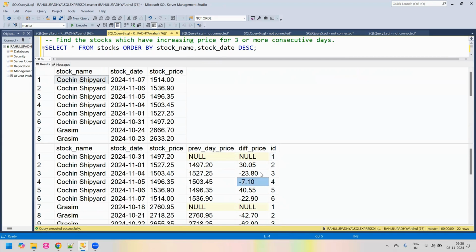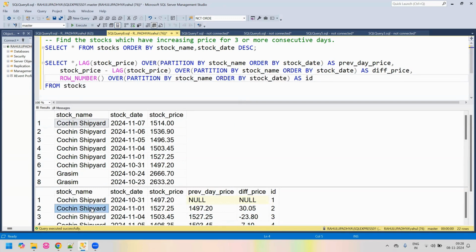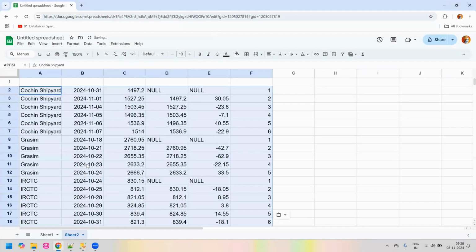Now we need to identify 3 or more consecutive entries where the difference is positive. So before proceeding ahead, we will take all this data into an Excel and try to understand the approach we are going to take.